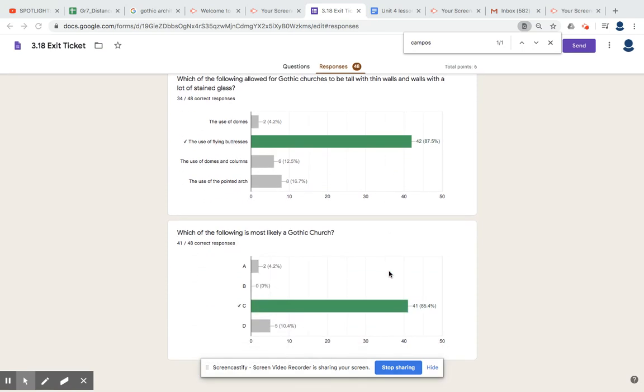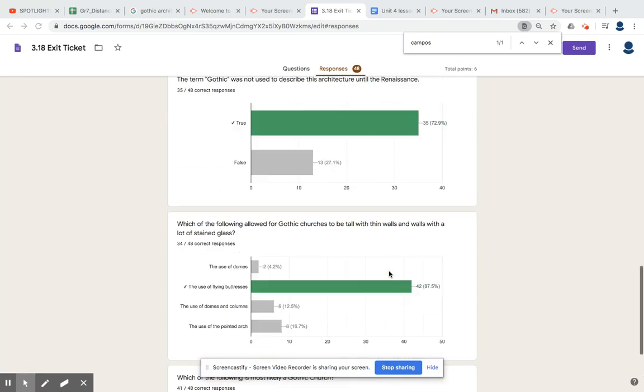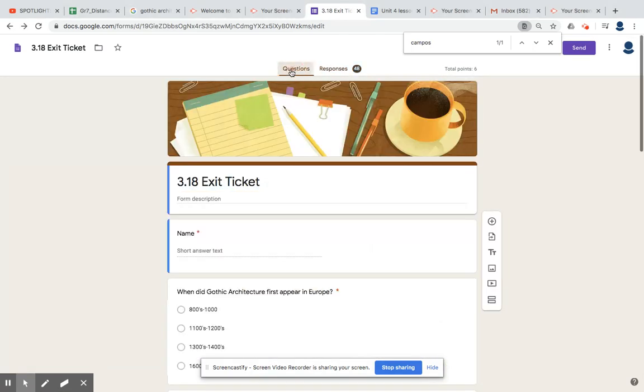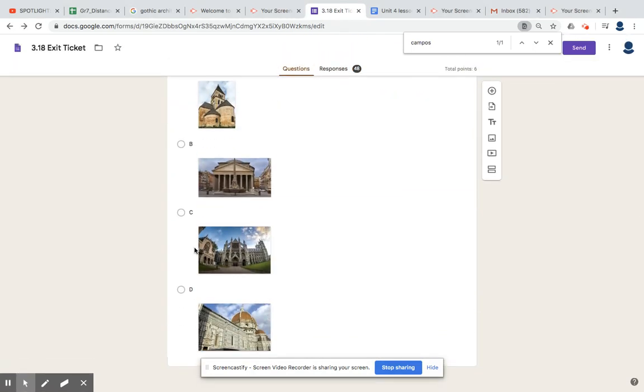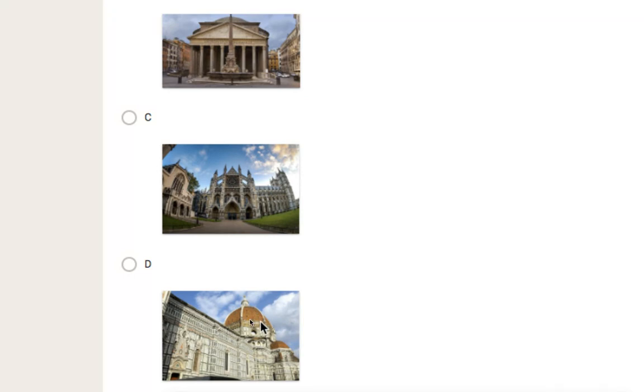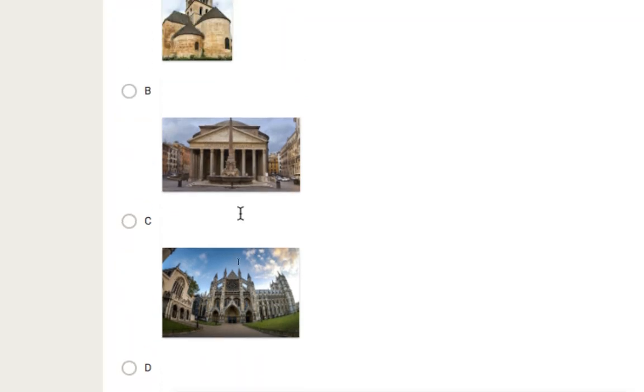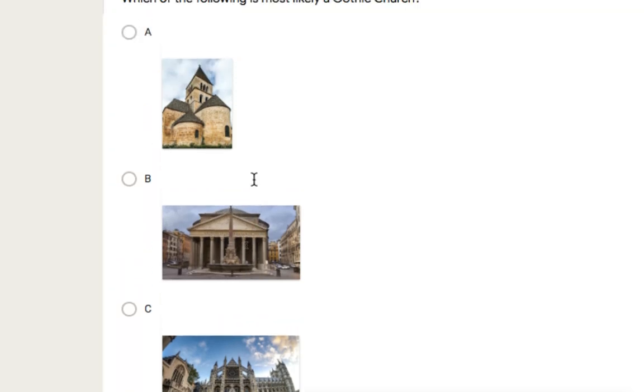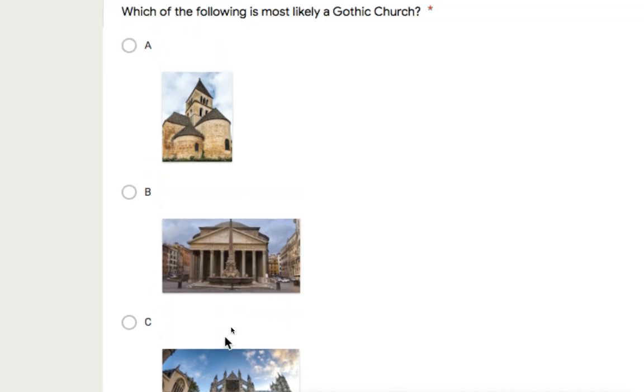Which of the following is a Gothic church? The answer was C, and let's look at the question. C is this one. It can't be B because this one has a dome. Gothic churches don't have domes. There's also a dome in the back. This is ancient Rome, and it can't be C because this one, I think, is the hardest one. It's between A and C.